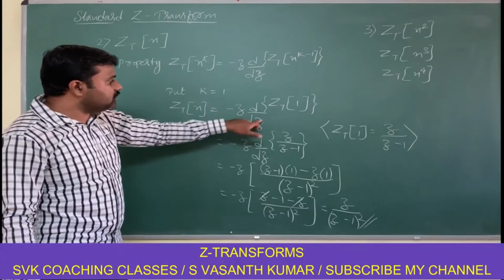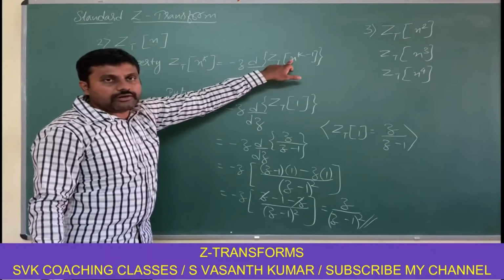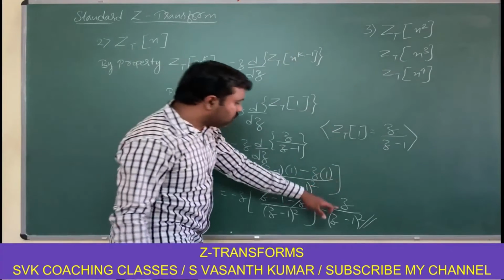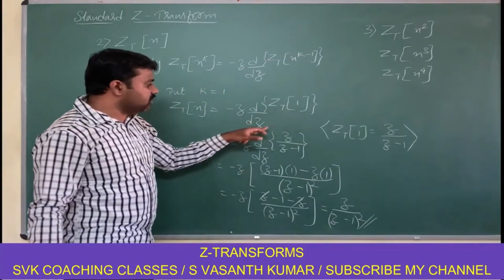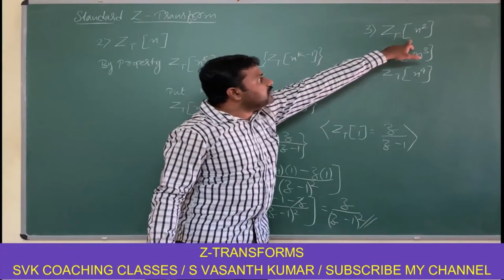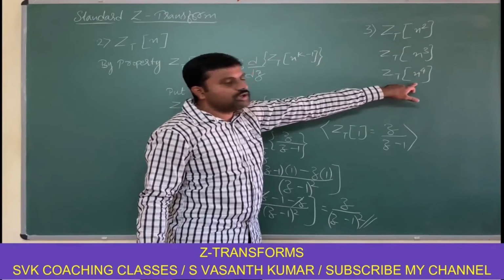z into d by dz of Z transform of n, since 2 minus 1 is n power 1. You know that Z transform of n is z by z minus 1 the whole square. Using this definition, we can find the Z transform of n square. Similarly, Z transform of n cube. Similarly, Z transform of n power 4.